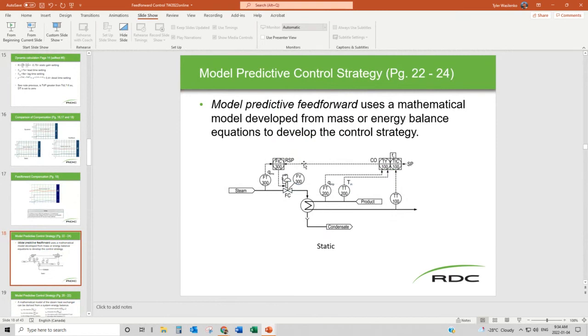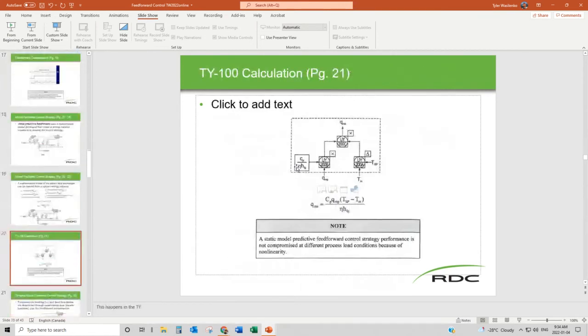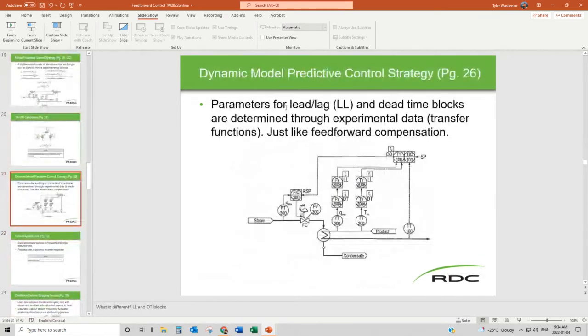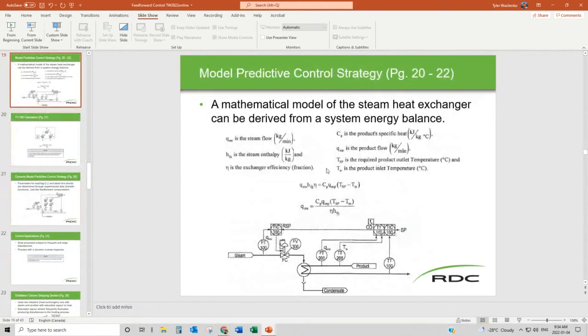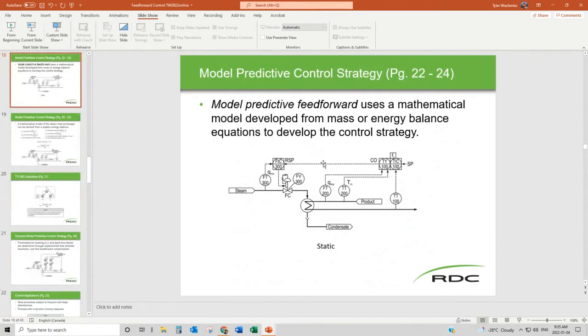Okay, moving into a model predictive control strategy here. And we're looking at a model predictive control strategy versus a dynamic model predictive control strategy. And we'll differentiate that here in a second. So model predictive feedforward uses a mathematical model developed from mass or energy balance equations. The definition here is more important than anything else I'm going to say about it.